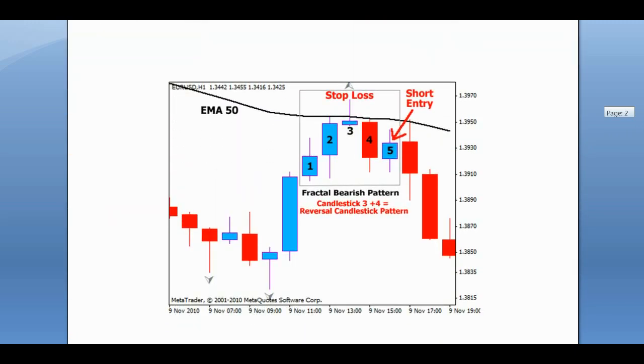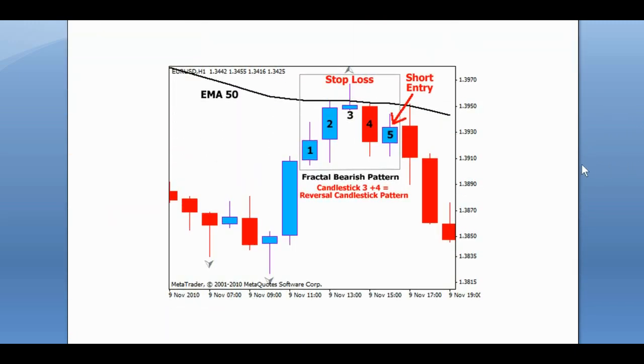And here's more of a real-life type of example. All right, can you see the bearish fractal pattern here? 5 candlesticks, and you could take a short entry. Now, if this were a green candle, let's say, you would not take a short position at the bottom, because the idea is to take your position at the close of the 5th candlestick.